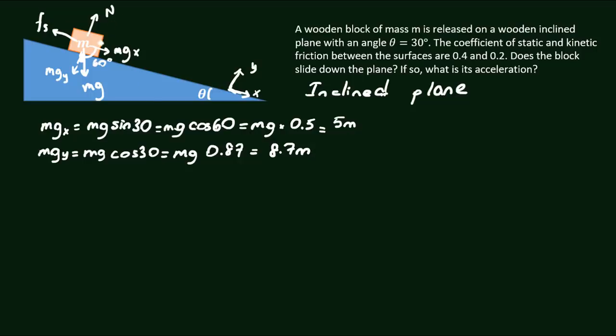Well, there is no motion along this y direction. Hence, F net along y is 0, meaning n minus mg cosine 30, the mgy component, is 0. Hence, the normal force is this y component, mg cosine theta, which we calculated, 8.7m. There it is.